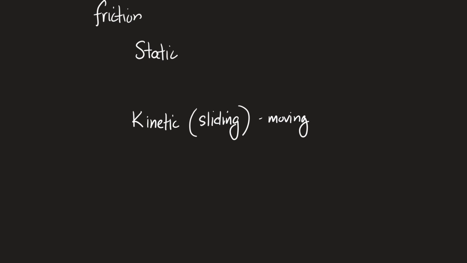And sliding friction is exactly what we just described. It's going to be a coefficient times the normal force. That tells you how much friction you get for your normal force. But again, kinetic friction talks about a situation in which one surface is sliding past another. So it's got to be moving for there to be kinetic friction.